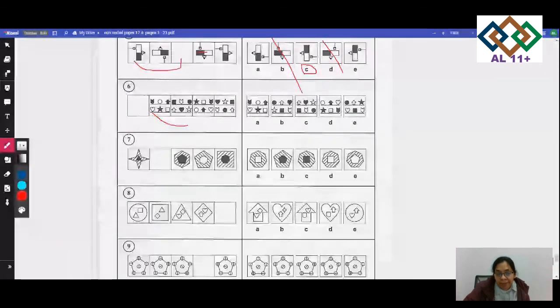So you need a shape in which the middle one is white and the down one is black. So cancel the ones which don't have this. And then we need the same shapes. What's happening? So look at the shapes here and see which is the same shape. You'll come to know it's B.